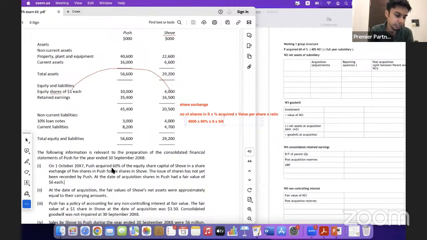So this is the answer that you need to get: 4,000 into 60%, that multiplied by 6, that into 5, divided by 6 again. Based on this, what is the answer you will be getting? Exactly 12,000 should be the answer for the share exchange. Now let's go for a 20-minute break. Now it's 7:25, so at 7:45 we will resume the class after the prayers. Then I will explain how to mark this 12,000. If anyone didn't understand how the 12,000 came, you can let me know. Let's have a break and come back at 7:45.